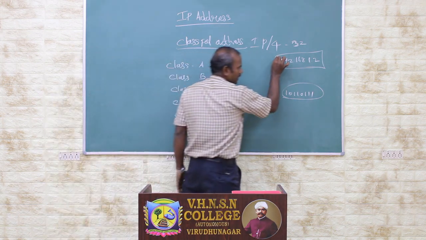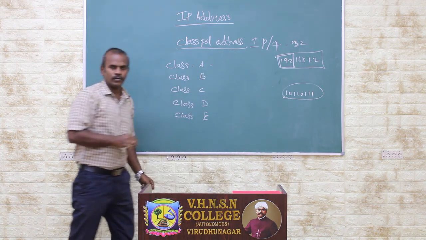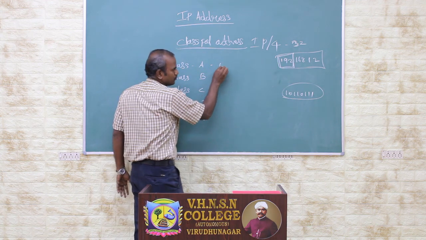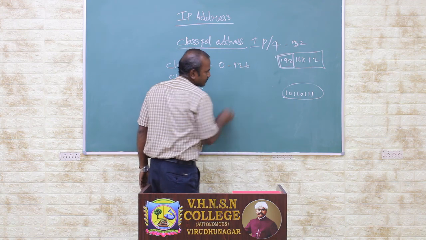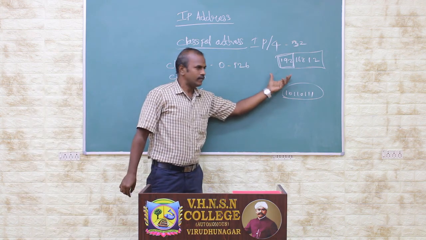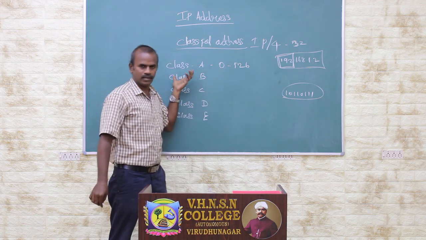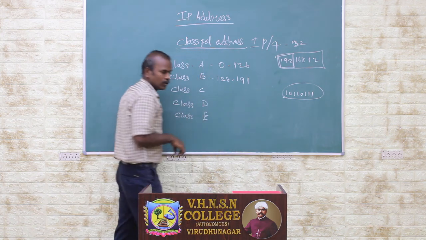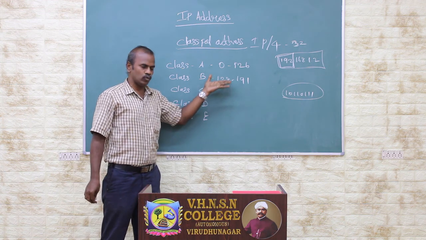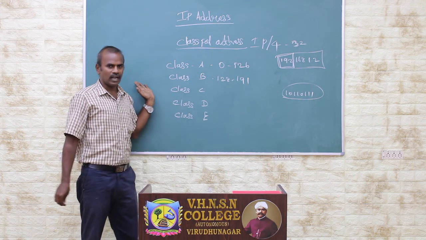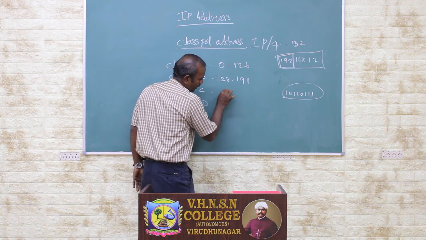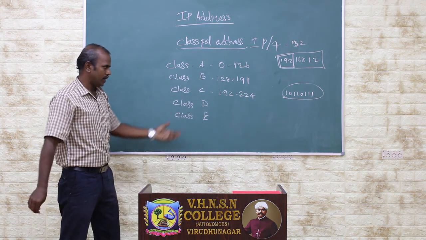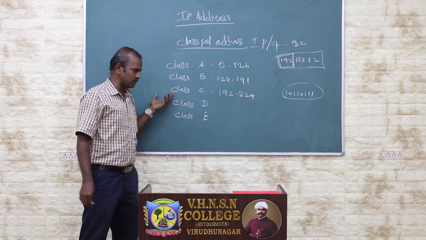Take the first part of the IP address. If the first part ranges between 0 to 126, it is class A. If the range is between 128 to 191, it belongs to class B. Next, between 192 to 224, it belongs to class C.